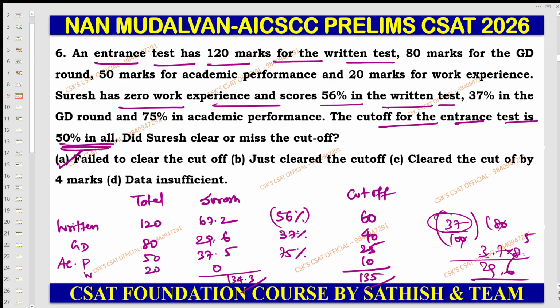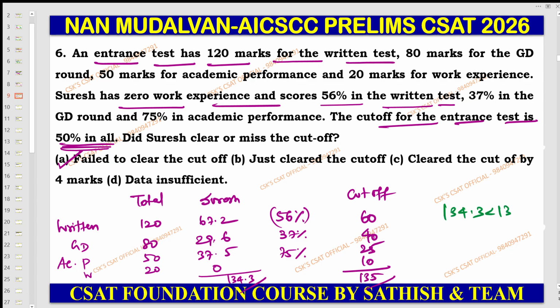So therefore failed. Lengthy part, this one. Still you can answer and manage this question. But whether you can answer in less than 5 minutes, that is the constraint, right? So 134.3 is lesser than 135. So therefore it fails.